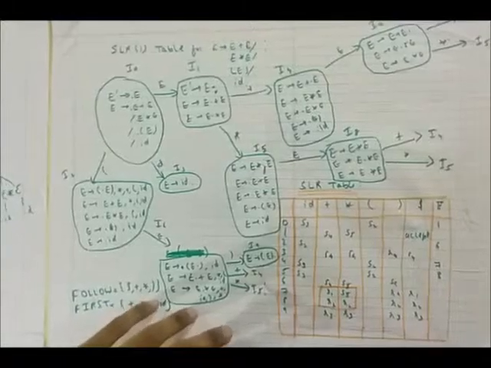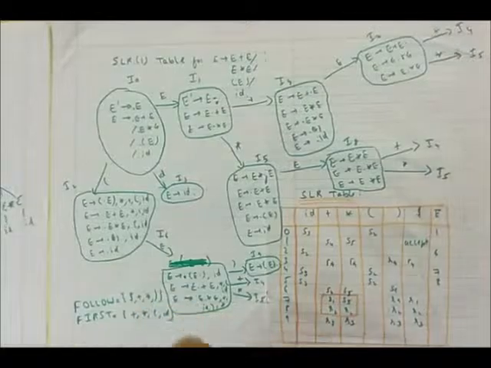Here we see that since the grammar is ambiguous right now, a lot of things are repeated, which will be explained in the SLR table.